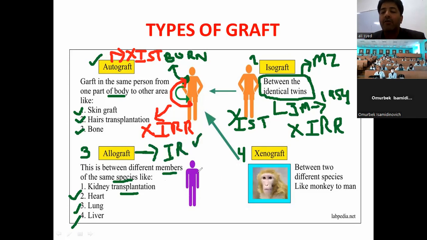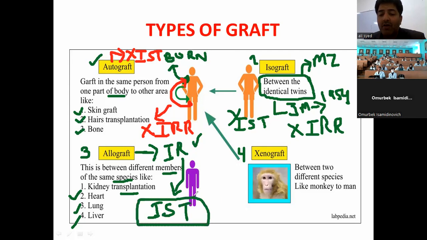So please tell me, in allograft, will there be any immunological reaction? Yes, very good. There will be immunological reaction. So whenever I am using allograft, I must give immunosuppressive therapy or immunosuppressive agents to the patient to prevent graft rejection. Is it clear to everyone? Clear? Okay.